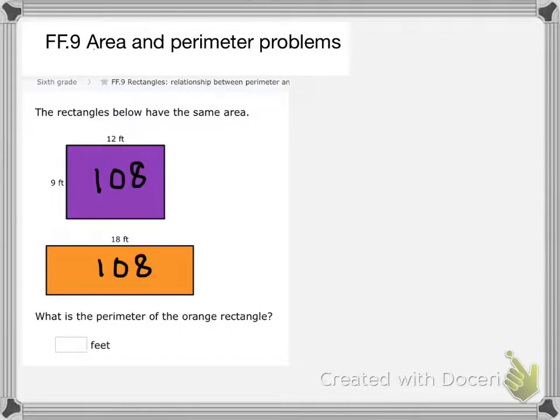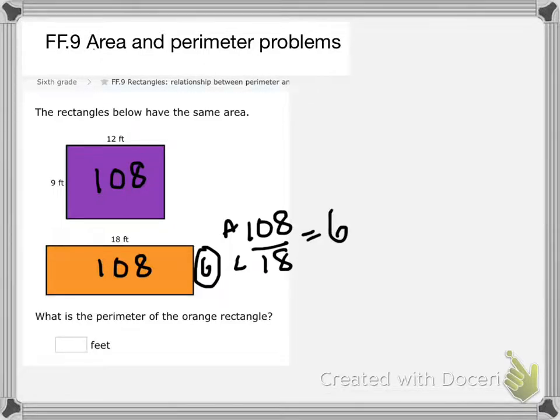And to find this missing side here, the height or the width, whatever you want to call it, we're going to do 108 divided by 18 because this is our area, that's the length. When we divide it, it's going to give us the width. And 108 divided by 18 is 6. So that means that's 6. The bottom piece is 18, and the left side is also 6.